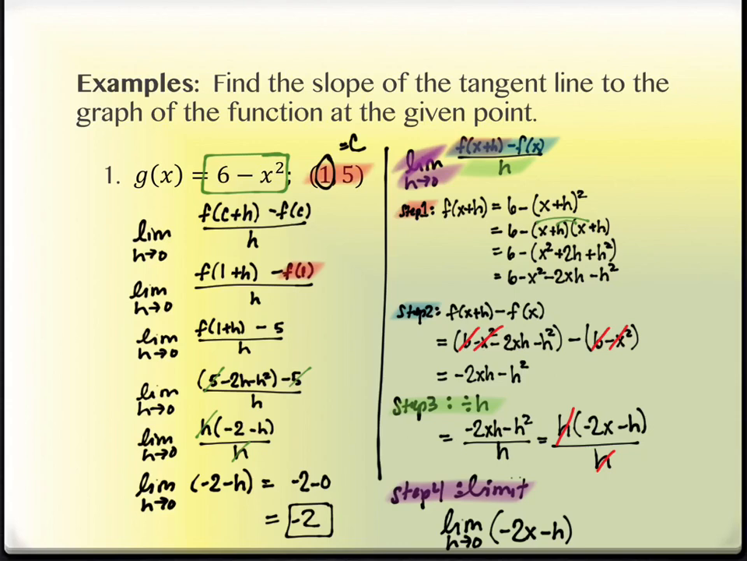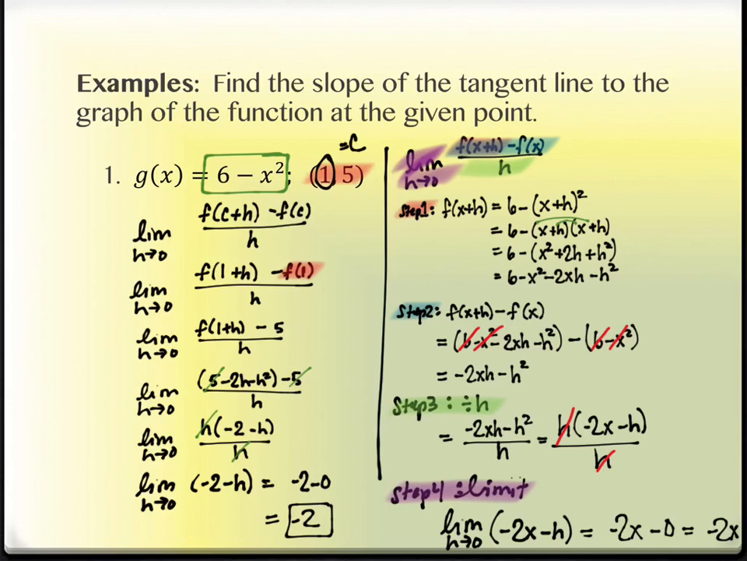Now I can put the h as 0 in, and I get negative 2x. Now you might be saying, but the last problem I got negative 2, right, the other way I did it, and this time I got negative 2x. What gives? Well, I just need to do one more thing. What is x in this problem? It's 1. It was given to me at the beginning.